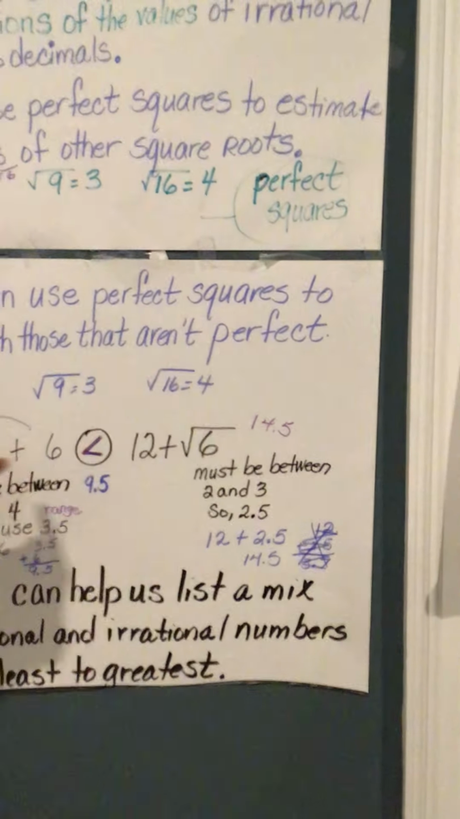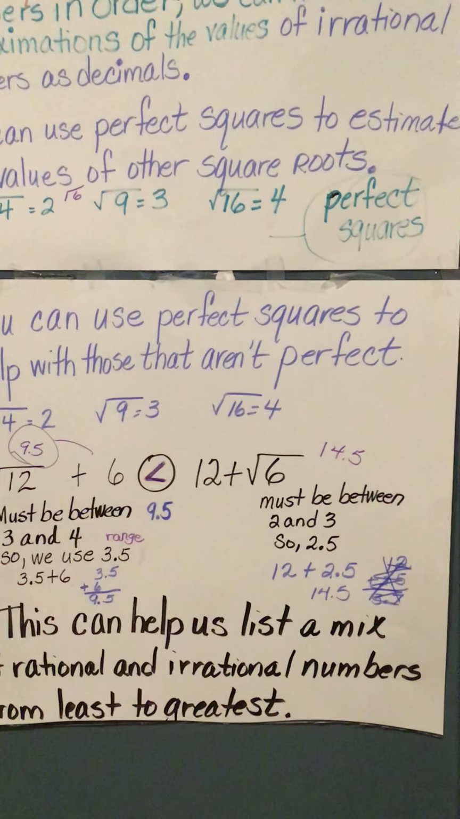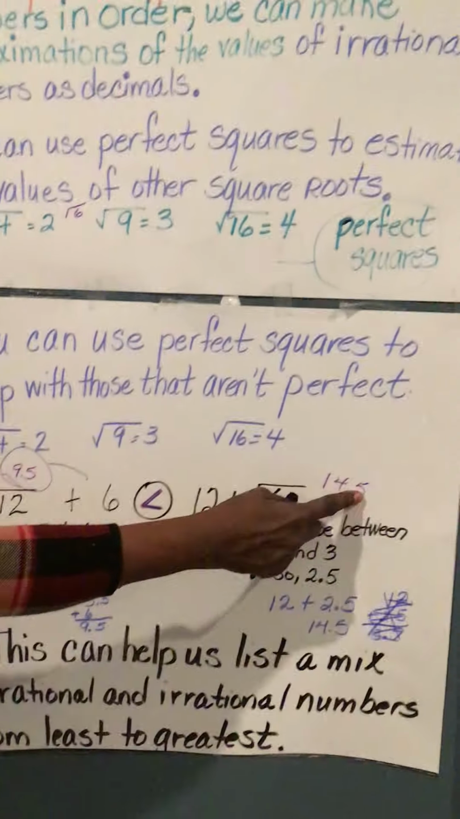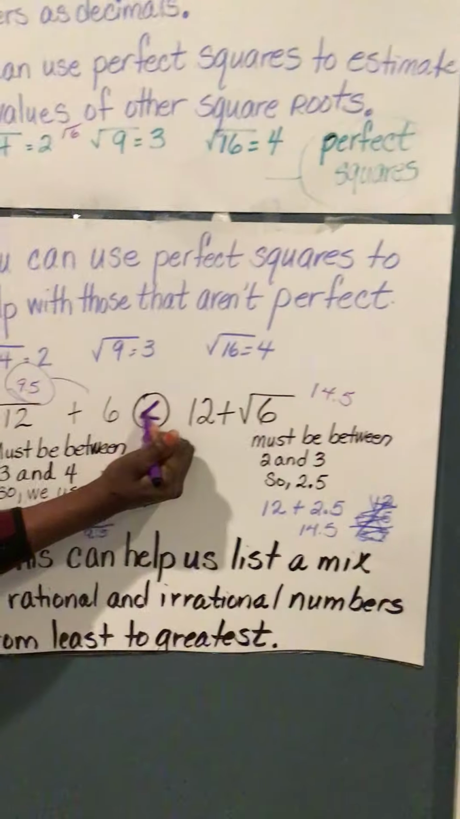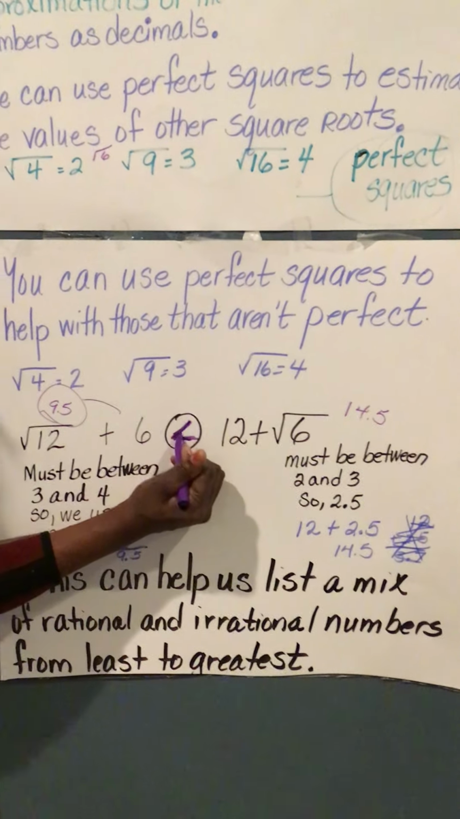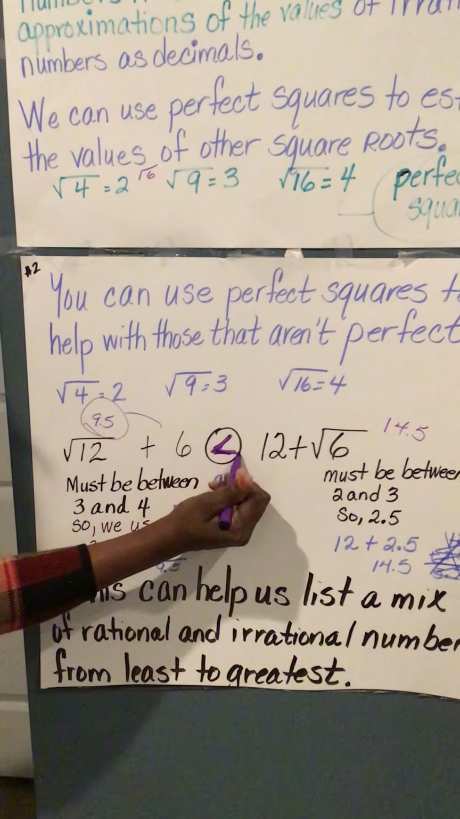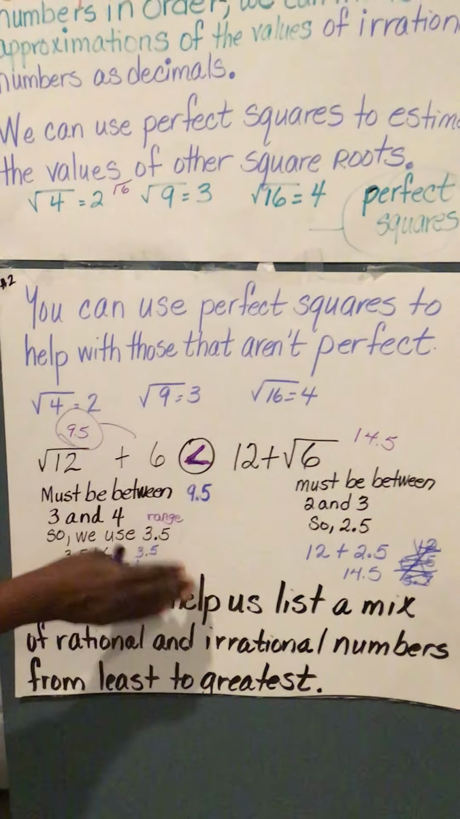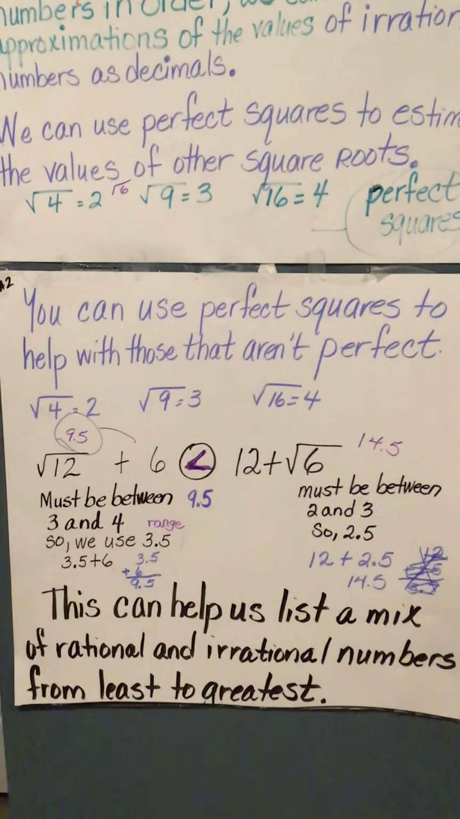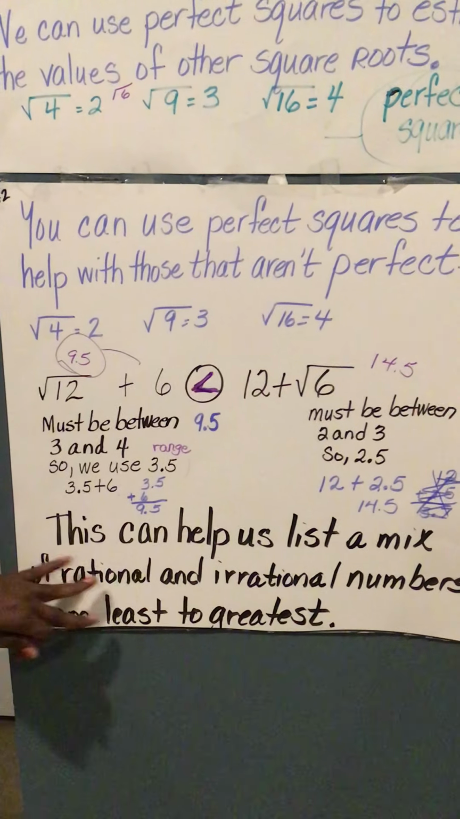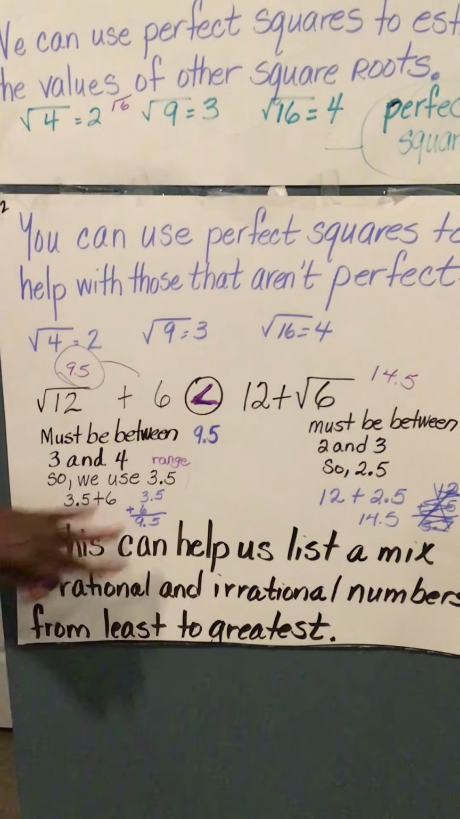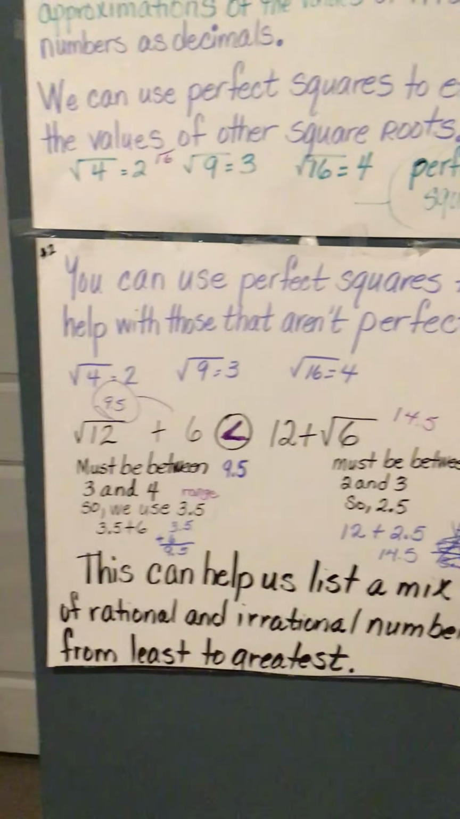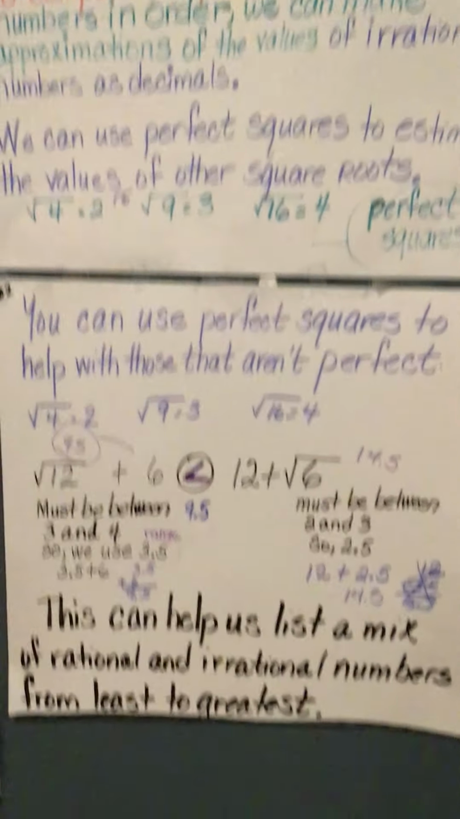Remember when you were in 3rd grade, they used to say the crocodile always eats up the largest number? So 14.5 would be greater, and that's why I chose to write it this way. So that's just going to give you an idea without using a number line how we're doing that. And this can help us list a mix of rational and irrational numbers from least to greatest. Please go back and look over this in your notes.